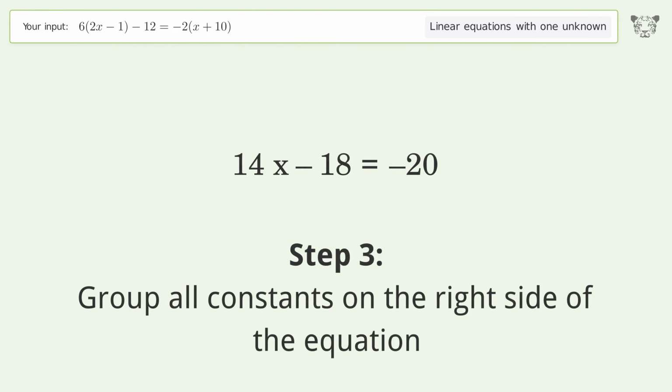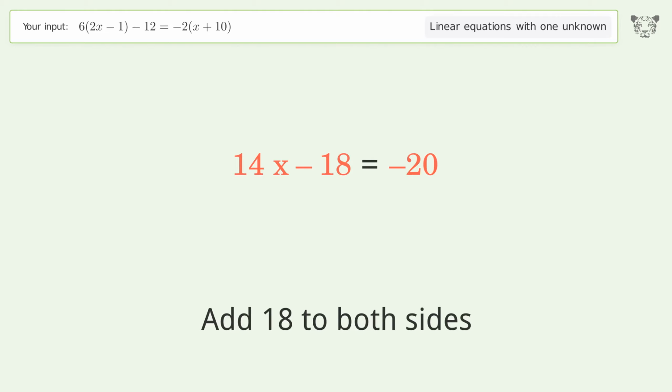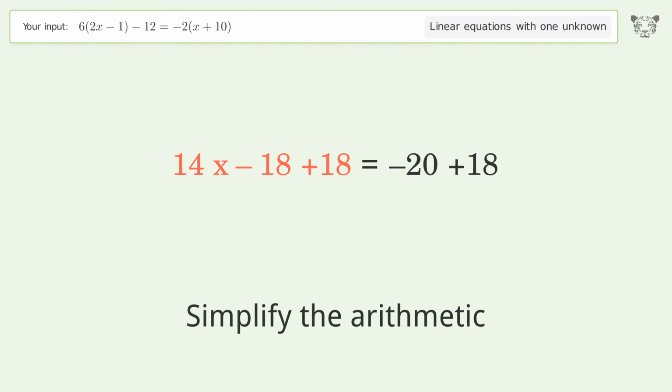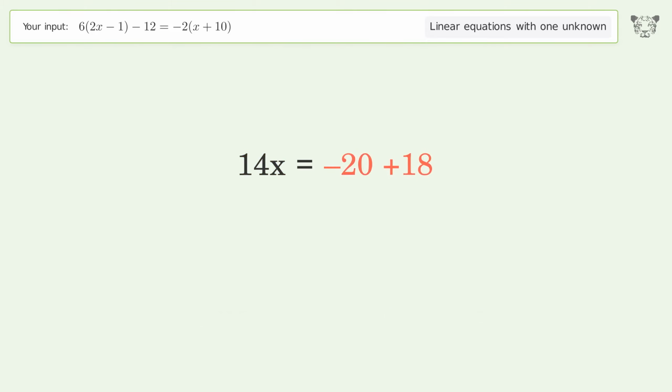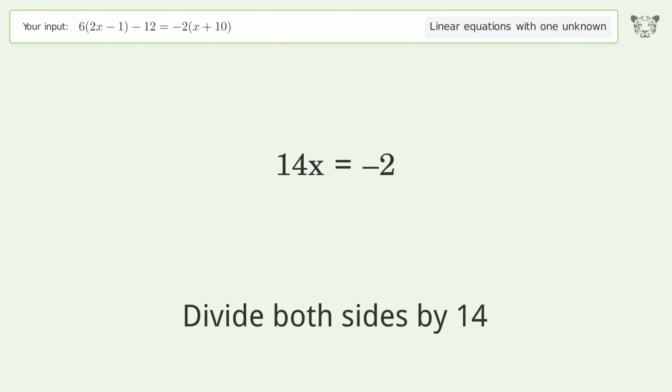Group all constants on the right side of the equation. Add 18 to both sides. Simplify the arithmetic. Isolate the x. Divide both sides by 14.